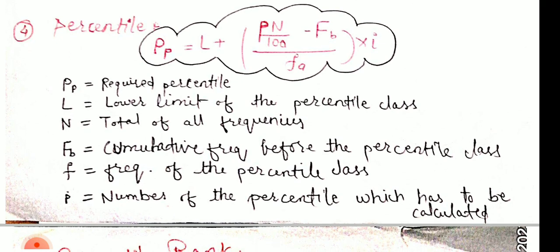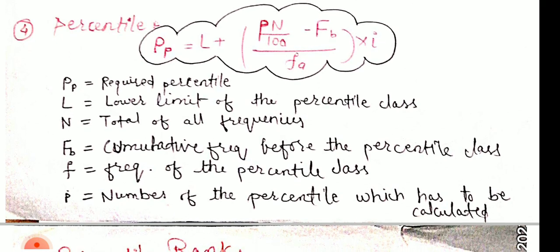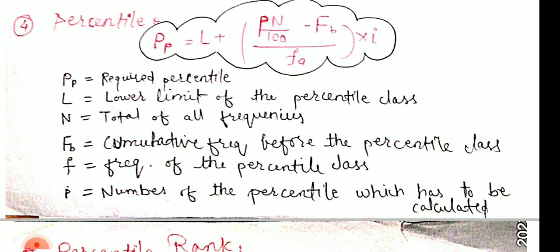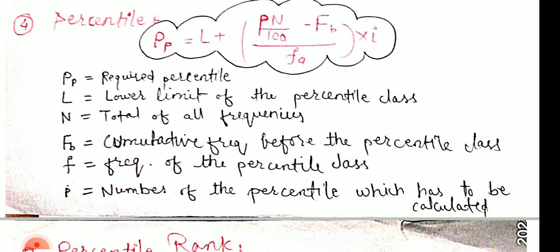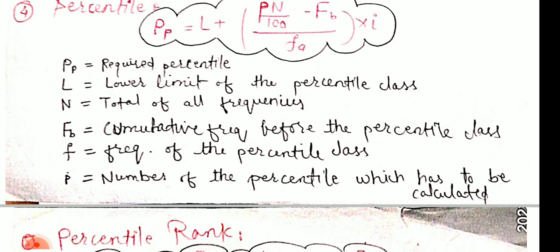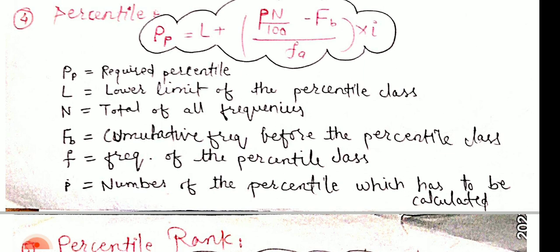So here PP is the required percentile point. Next, L is the lower limit of percentile class. N is the total number of all frequencies. FB is the cumulative frequency before the percentile class or preceding the percentile class. Next, FA. Okay, so our FA is the actual frequency of the percentile class. Next, P, small p, is the number of the percentile which has to be calculated. That will be given in the question.